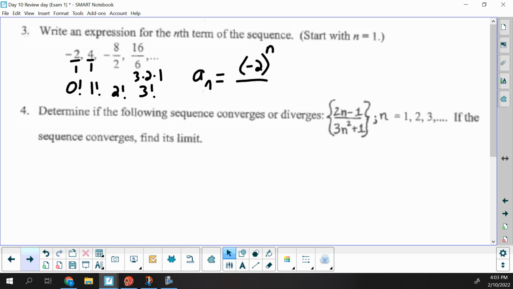So our bottoms are just a factorial. Notice the fourth term, though, has 3 factorial. The third term has 2 factorial. So our factorial is 1 less than our number of terms, so we would have n minus 1 all factorial.